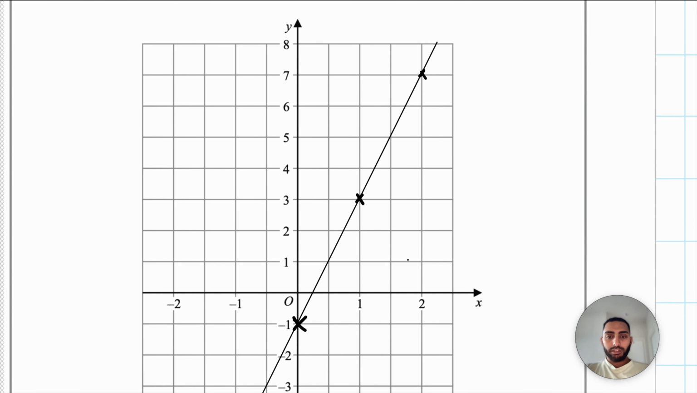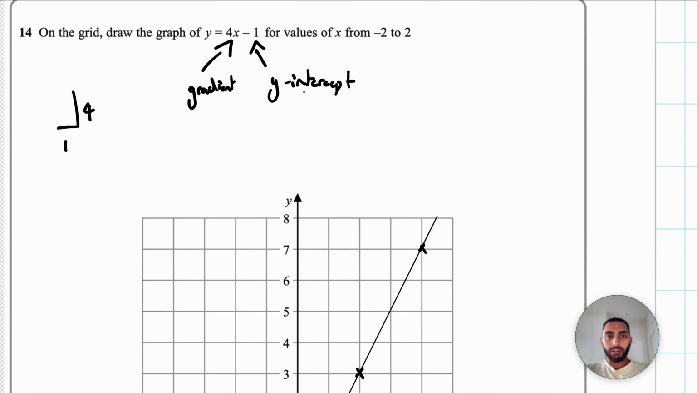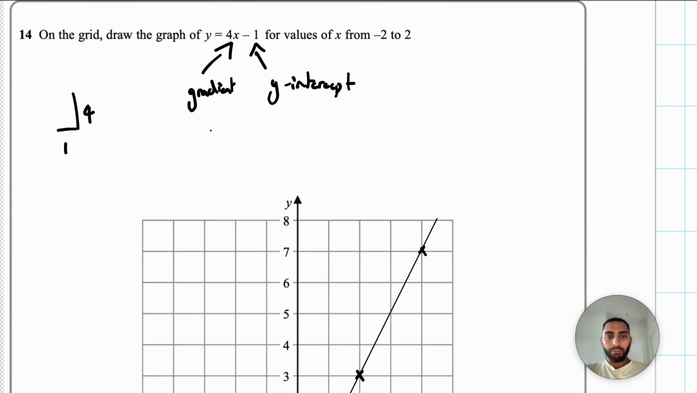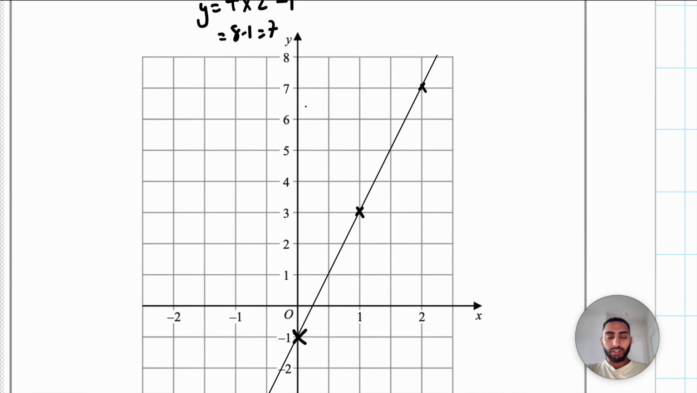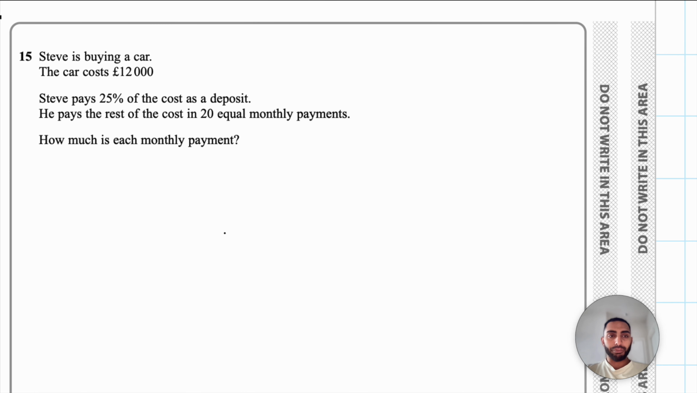One way you can check this is if you take a point, you can substitute 2 in, because 2 is my x value. I should get a y value of 7. So let's substitute 2 into here. If x is 2, I'm hoping to get 7. y is equal to 4 multiplied by 2, take away 1. 4 times by 2 is 8, and 8 take away 1 does give me 7. So that point (2, 7) is correct, and you could check another one if you really wanted to.